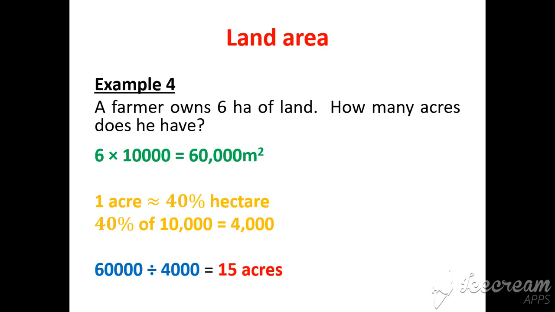Acres is a very old-fashioned word, and some of your parents perhaps still use it, but think of an acre as 40% of a hectare.